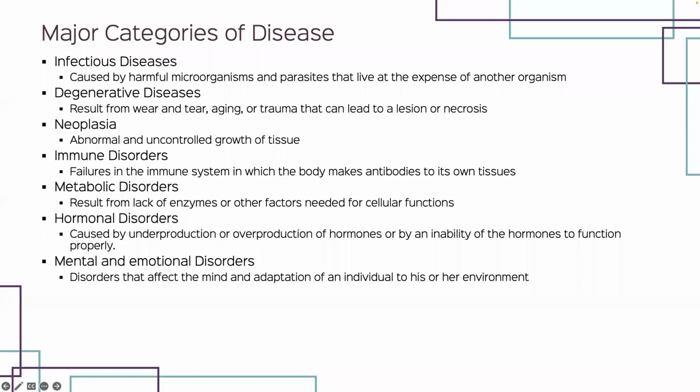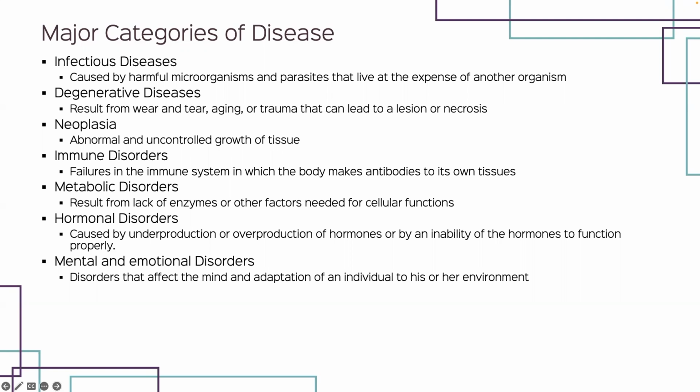All right. So, our major categories of disease when we talk about the disease and treatment. So, we have infectious diseases that are going to be caused by harmful microorganisms and parasites, degenerative diseases that will result from wear and tear, aging, and trauma, neoplasia, which is going to be the abnormal and uncontrolled growth of our tissues, immune disorders that are going to result as a failure in the immune system. So that basically our body makes antibodies to its own tissue.